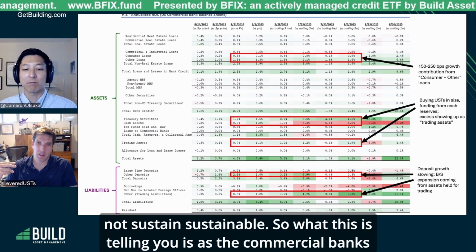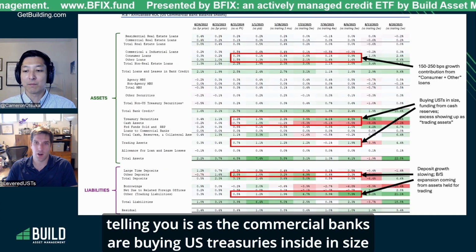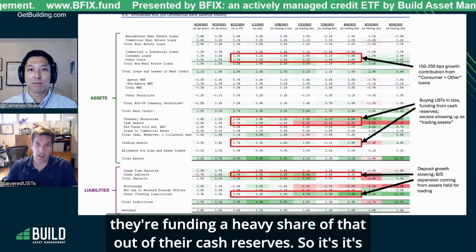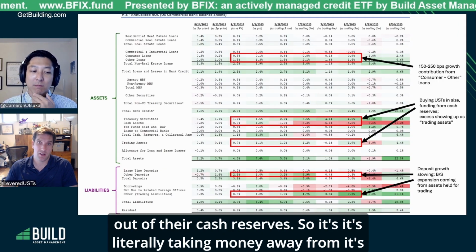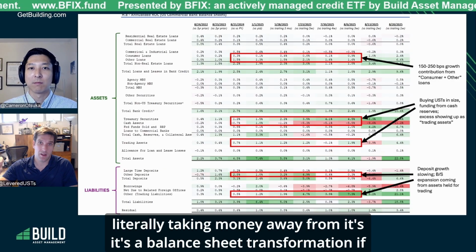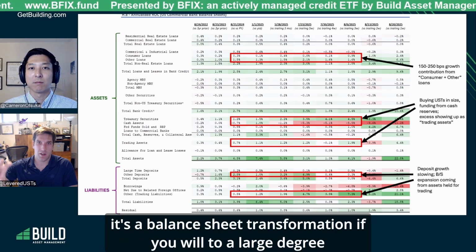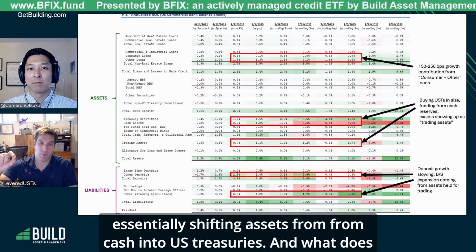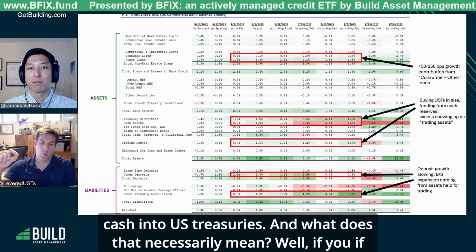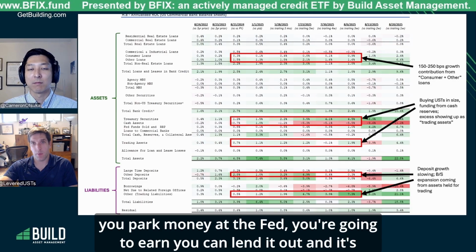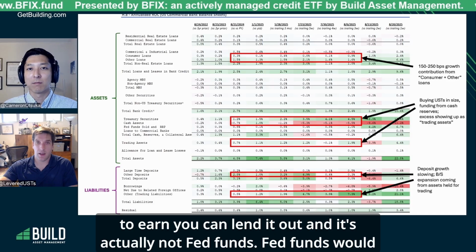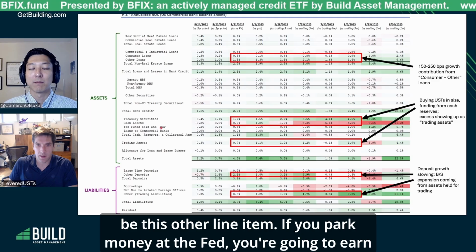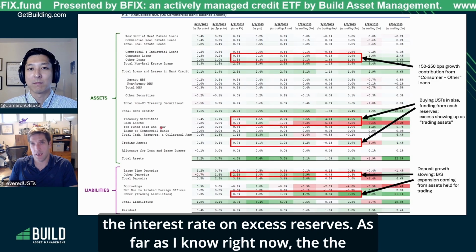So what this is telling you is, as the commercial banks are buying U.S. Treasuries in size, they're funding a heavy share of that out of their cash reserves. It's a balance sheet transformation, to a large degree, essentially shifting assets from cash into U.S. Treasuries. And what does that necessarily mean? Well, if you park money at the Fed, you can lend it out, and no, it's actually not Fed funds. Fed funds would be this other line item. If you park money at the Fed, you're going to earn the interest rate on excess reserves.